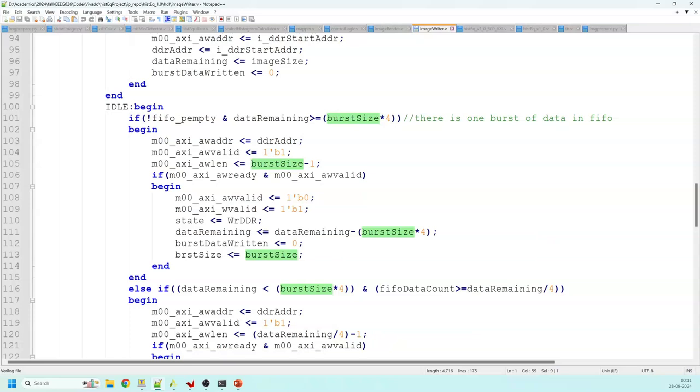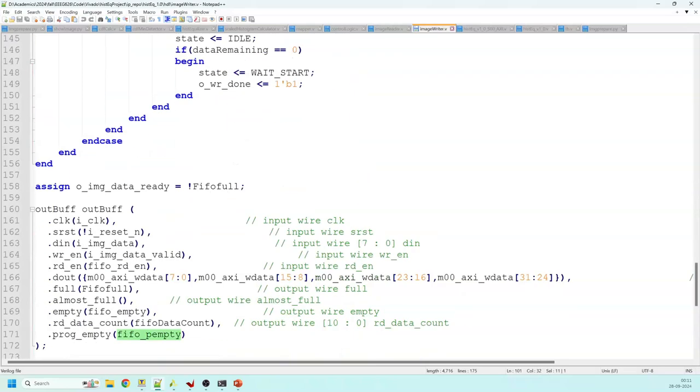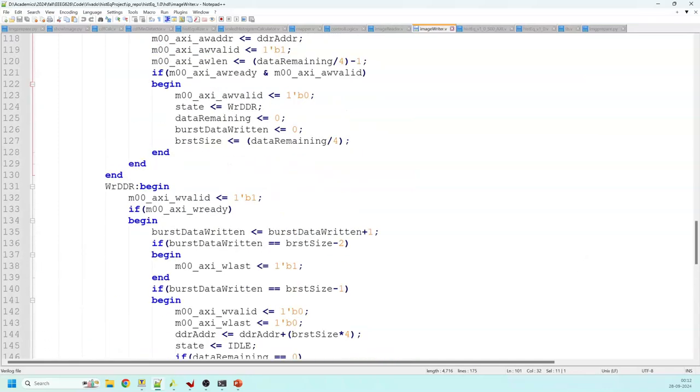Again, you can go through the logic of how it is done. In order to implement this last burst, we are also using the programmable empty feature of the FIFO. I'll be sharing the code so you can look at how it is working.